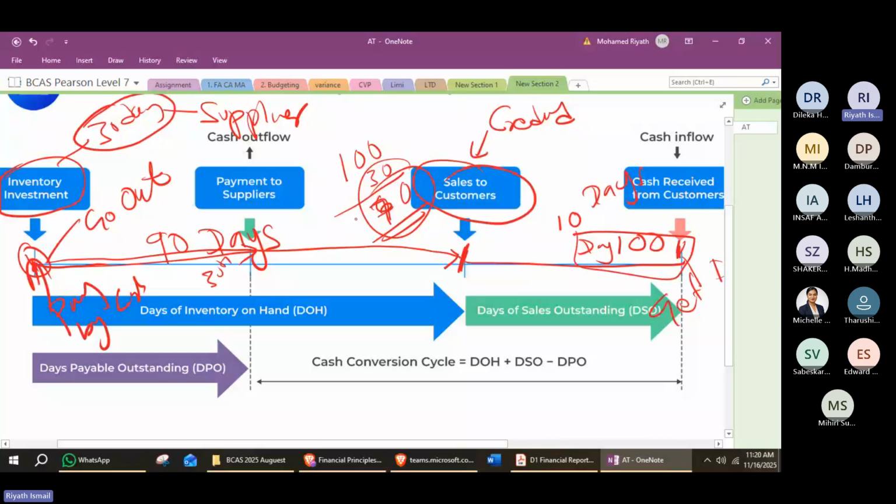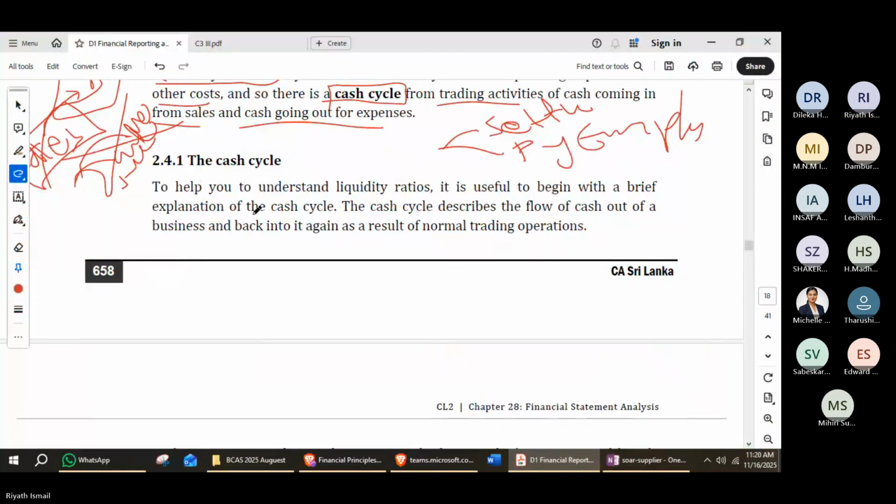You don't want to wait 100 days, right? But if you buy the material for cash, you have to wait 100 days. If you get 30 days credit from your supplier, you can shorten the cash conversion cycle by that many days. So with a 30-day supplier credit, you can make it 70 instead of 100. With this note, let's see the cash cycle.